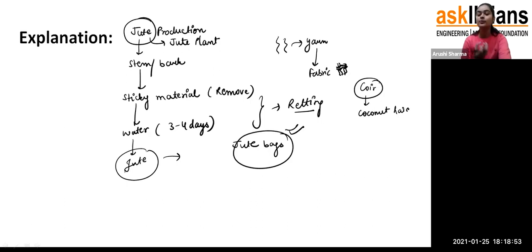If someone asks you what ginning is, ginning is a cleaning process of the cotton. What is retting? The removal of the sticky material from the stem or the bark of the jute. We call it the retting process. So that's how, students, you can give the answers for this chapter.